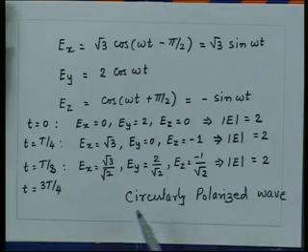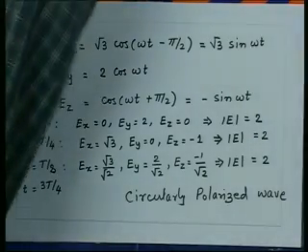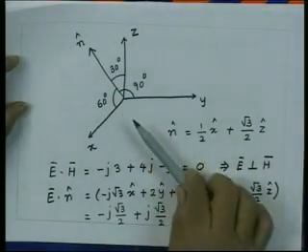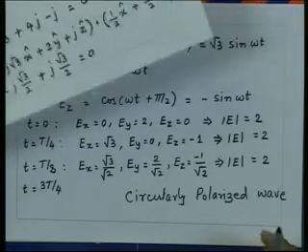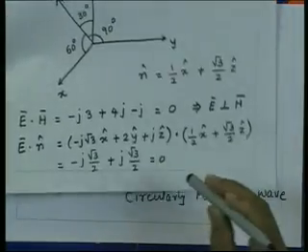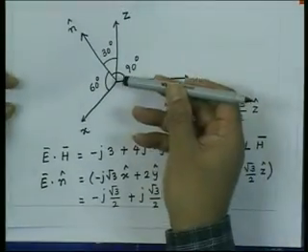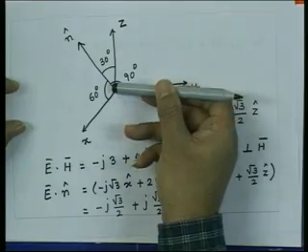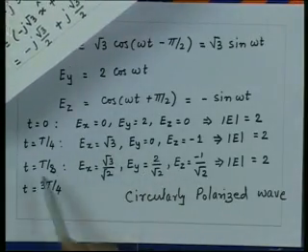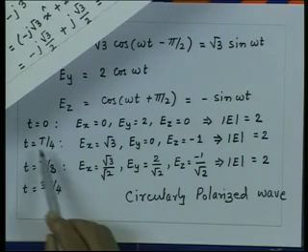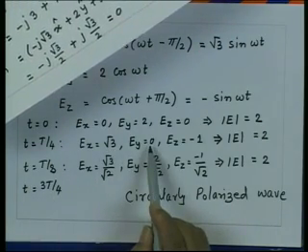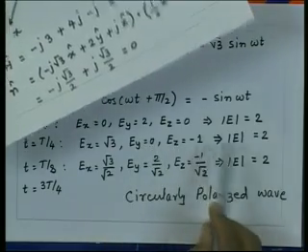Now, to find the sense of rotation, essentially we can look at this diagram, and the wave is travelling in this direction. At t equal to 0, the electric field is in the y direction, which is like that. That is what is given by this. If I go to a time a little later, E x is root 3, E y is 0, and E z is minus 1.